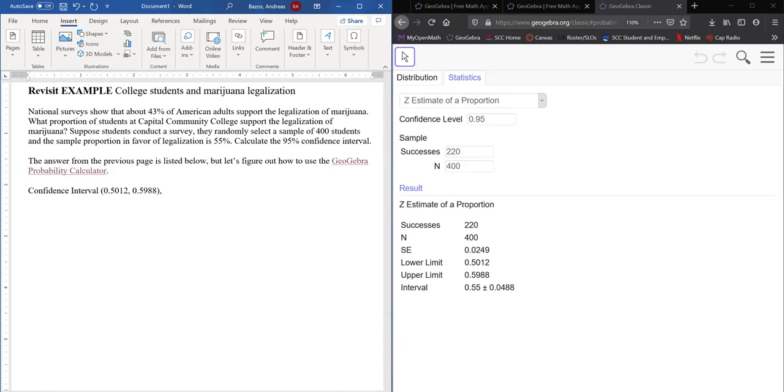Then another way to write it is with inequality notation. With our P, we are estimating our population proportion, so I'm going to put a P right there. I know P is between 0.5012 and 0.5988. So somewhere between 50% to 60% really is where our P, our population proportion, is.